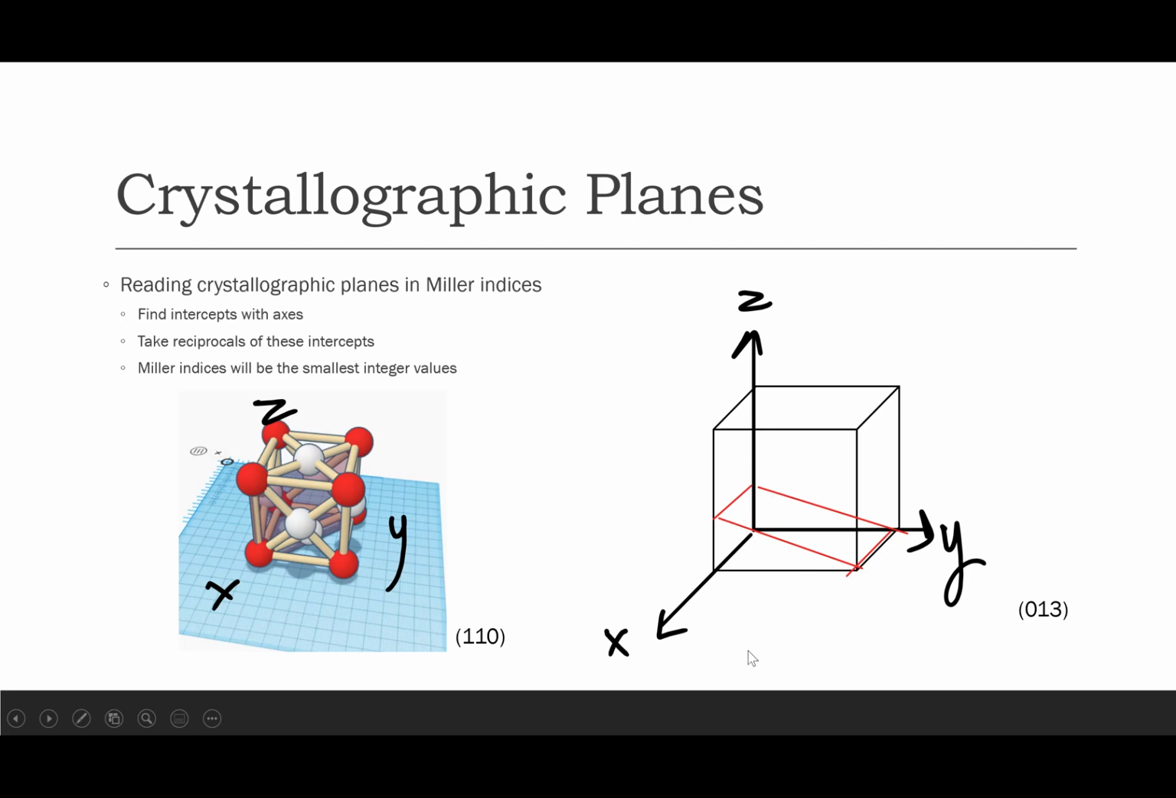in the x direction, the plane is going infinitely. In the y direction, it intercepts at 1, and in the z direction, it intercepts at 1/3. So when we take the reciprocal, it will be 0 for x, 1 for y, and 3 for z. And this will help you to read the plane with Miller indices and draw your own planes, which is a very helpful skill.